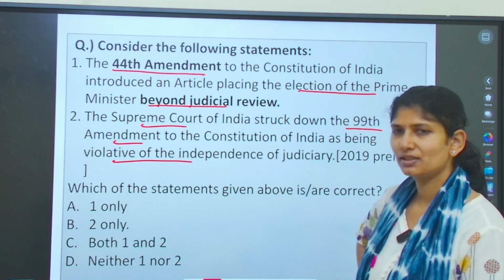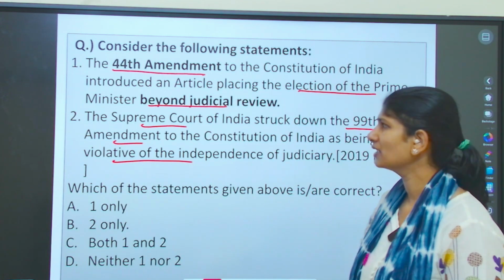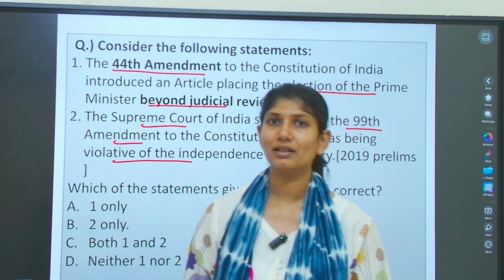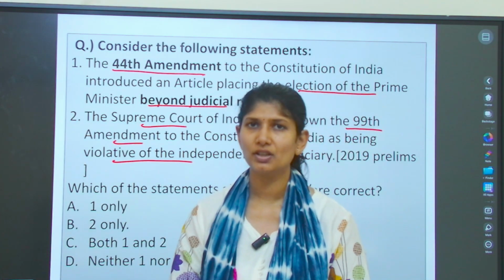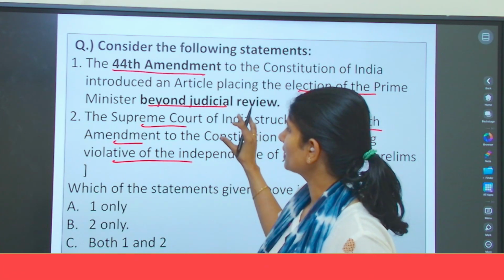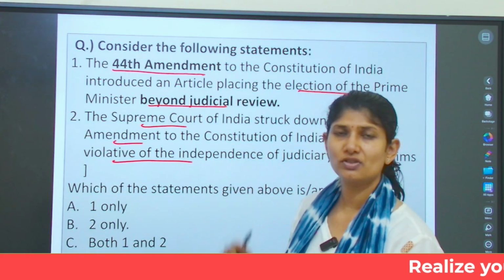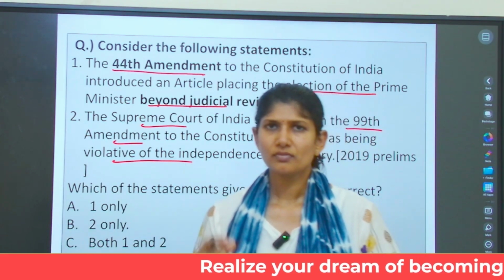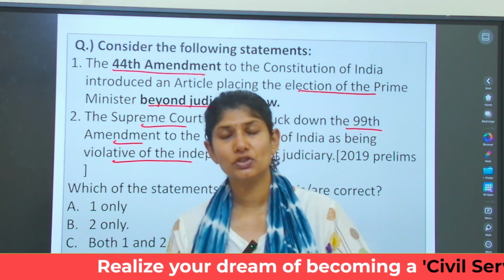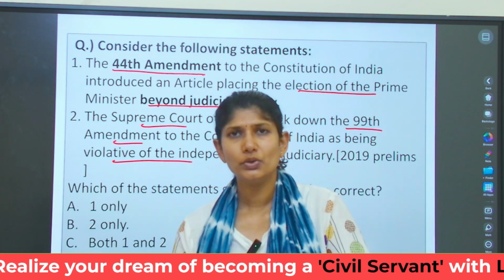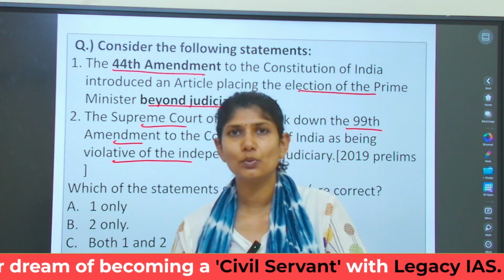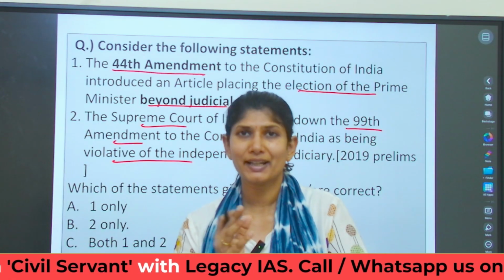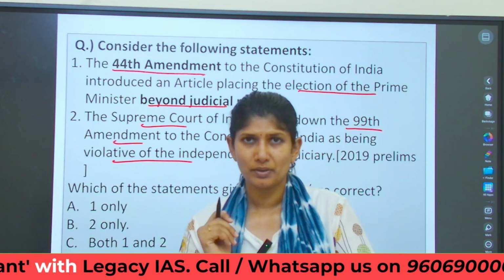The first statement is telling 44th Amendment did so and so. See, first and foremost, for the static amendments, this is the current affair amendment. This is a static amendment. This question was asked in 2019 prelims. So, static amendments means amendments which have already happened. How do you study? Not just by-hearting what that amendment was. See the background of it and timeline of it. What do I mean by this?